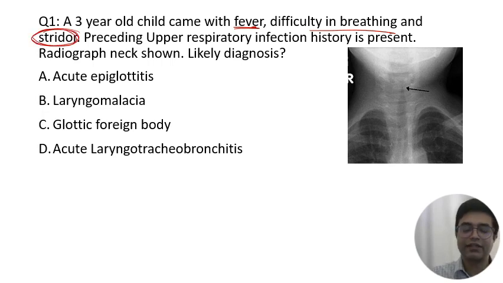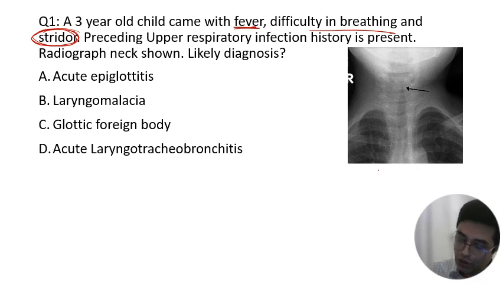Some students said stridor, some students said biphasic stridor, it doesn't change the question. And preceding upper respiratory infection history is present. So viral prodrome followed by fever, stridor, often associated with barking cough. Barking cough was not mentioned in this question, but instead they give an X-ray of the neck, and the X-ray of the neck is showing subglottic narrowing and broadening of the airway as it is coming down.